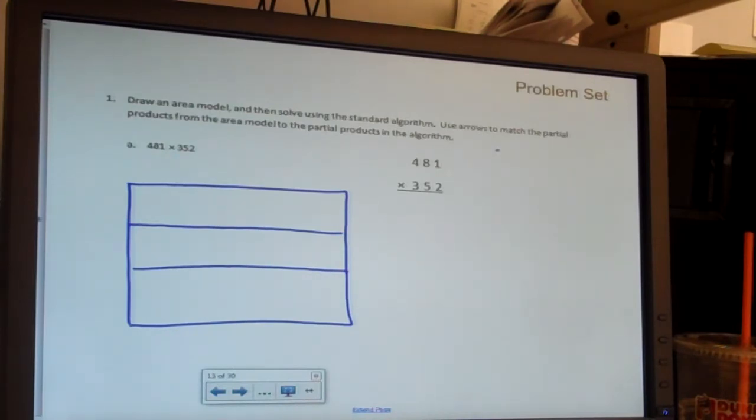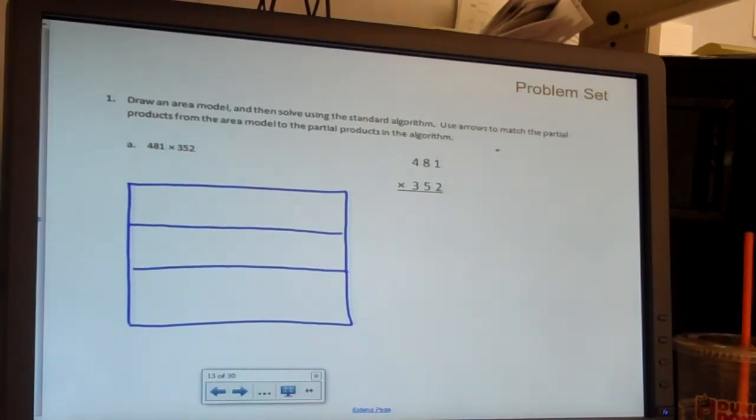What else do you think we're going to do here? Mary says you're going to put the 1 at the top and then the 80 and then 400. So you're going to distribute, separate out the place values again. You put the 1 at the top, the 80 in the middle, and then the 400 at the bottom.